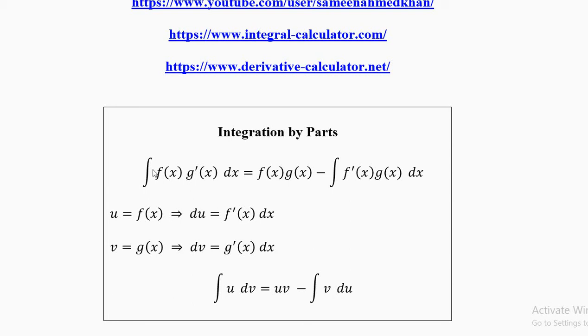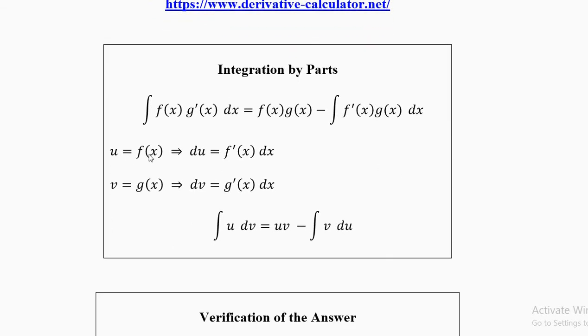Now, if you look at this formula, it's called integration by parts. You have a first function and the derivative of the second function. This is very important to be noted. You have the function and a derivative of a second function, and if you integrate it, you will get the product of the two functions. Here there is no derivative, then minus integral of derivative of the first function into second function.